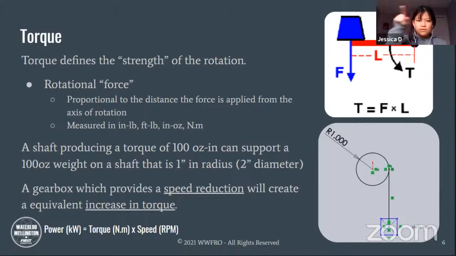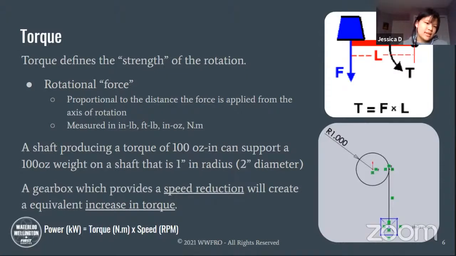You can also think of the length as the radius of your circle of rotation. As you can see from the equation, torque is proportional to the distance that the force is applied from the axis of rotation, or from the point of rotation. It's also proportional to the force you exert. And torque is measured in inch pounds, or feet pounds, or inch ounces, or Newton meters. Either way, note that it's a unit of distance multiplied by a unit of weight. Newtons is how weight is measured in the metric system.